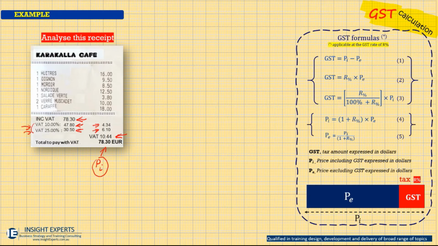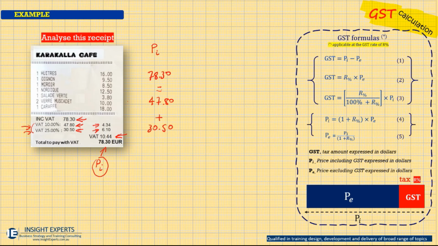So let's go ahead and verify those two numbers using equation number 3. To start with, let's write the total amount paid by the customer. So that's PI, including VAT, which in euros is 78.30, which consists of 47.80 plus 30.50.